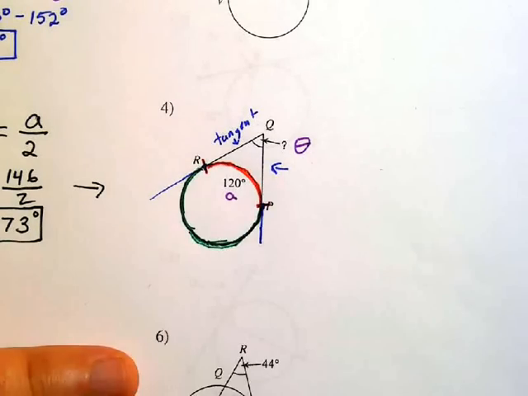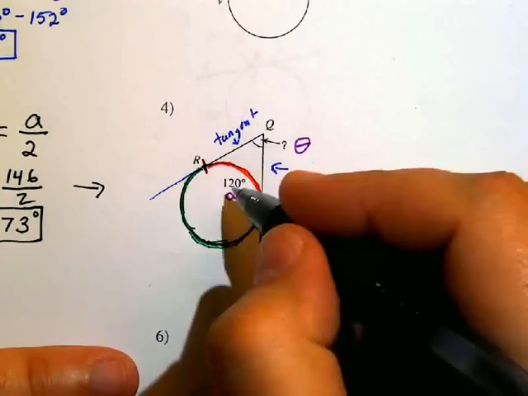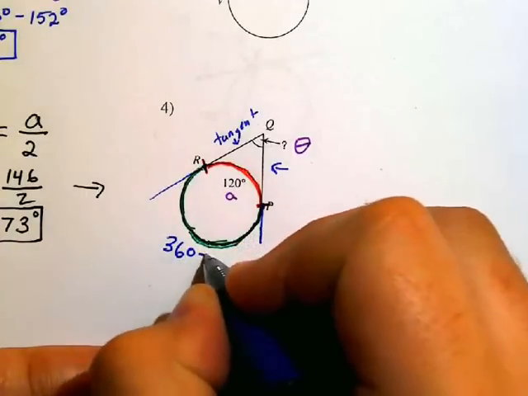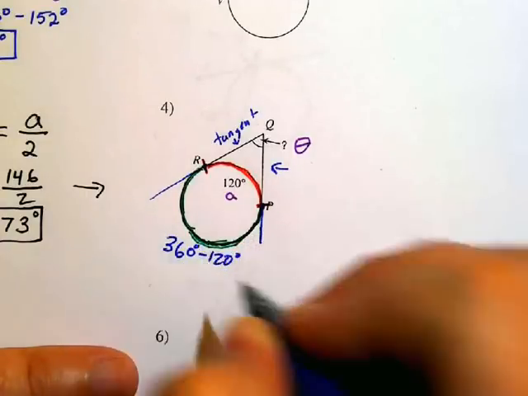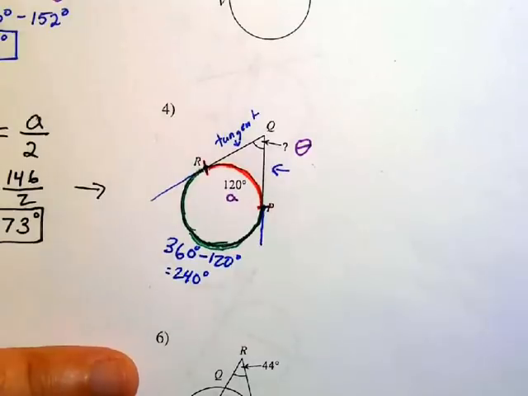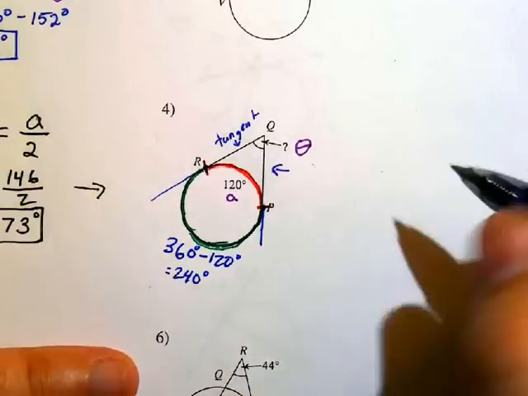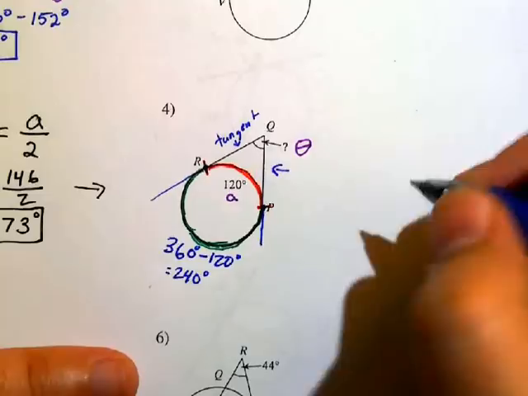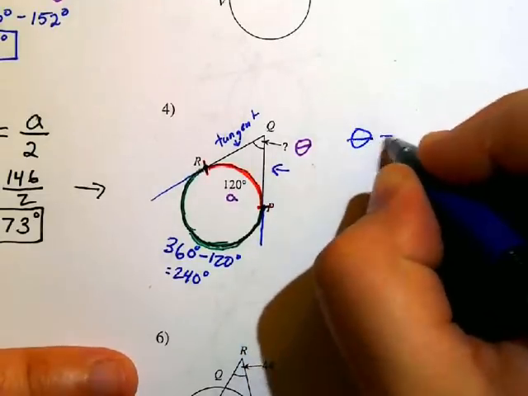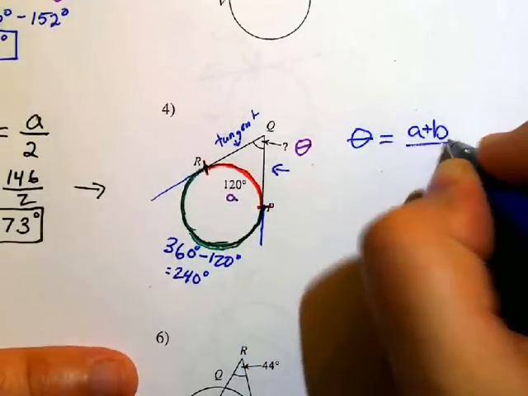Very large arc. And what do we know about this large arc? Well, this is a whole circle minus the 120 degrees. So really this is 360 minus 120. So that is a 240 degree arc. Okay, so go back to our formula again.